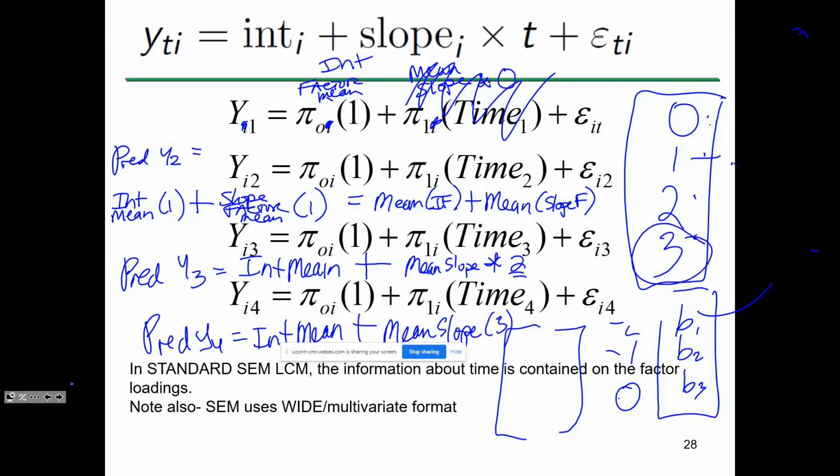So I'm taking 2 pieces of mean information and I'm using them to reproduce these means across 4 time points. So in this case, I have 2 degrees of freedom in the mean structure part of the model. I'm only estimating 2 mean parameters, and I'm using that to reproduce the information across all 4 of the time points. So I'm over-identified in the mean structure part of the model.